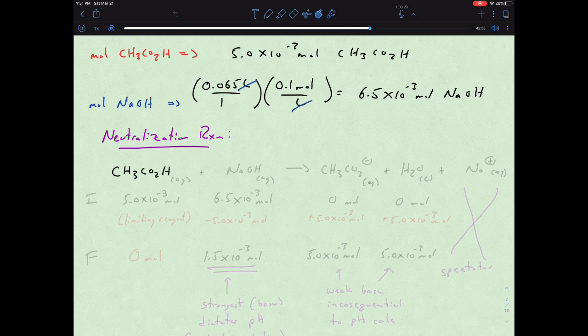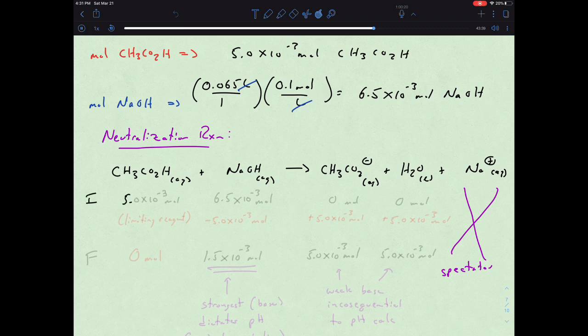Right, the neutralization is not changing. It's always the same. What we're titrating, the acetic acid, with what our titrant is, the sodium hydroxide. Right, we're producing our acetate, our H2O, and we also have sodium ion. Again, that's our spectator, not doing any chemistry.